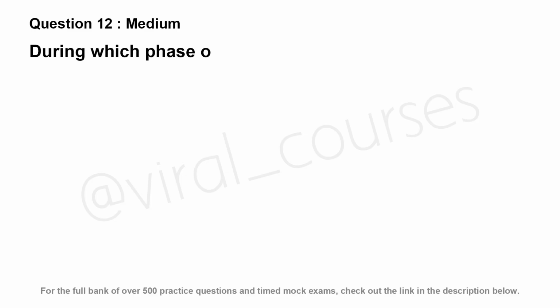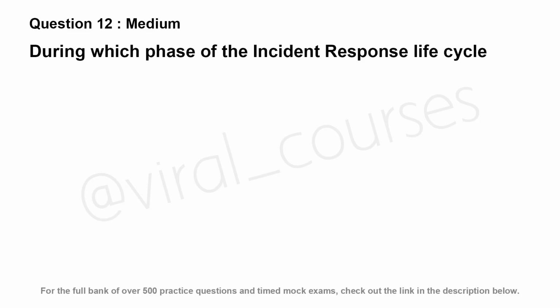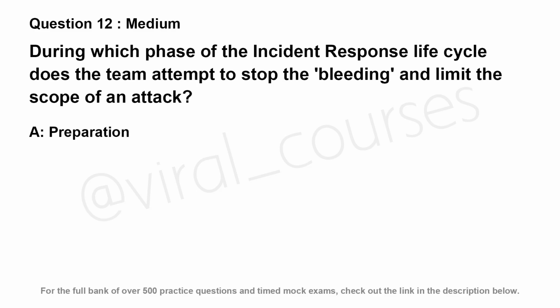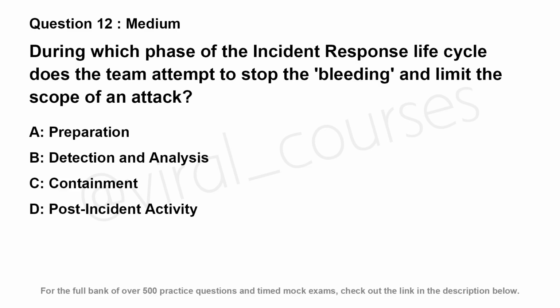During which phase of the incident response lifecycle does the team attempt to stop the bleeding and limit the scope of an attack? Option A, preparation. Option B, detection and analysis. Option C, containment. Option D, post-incident activity.